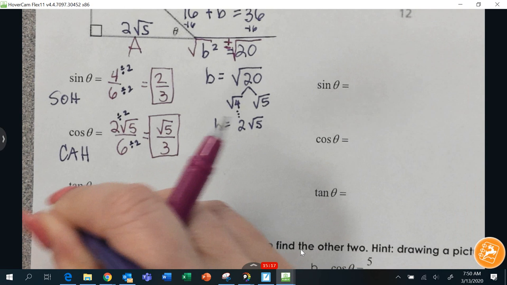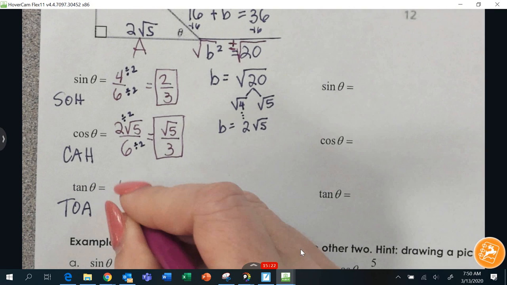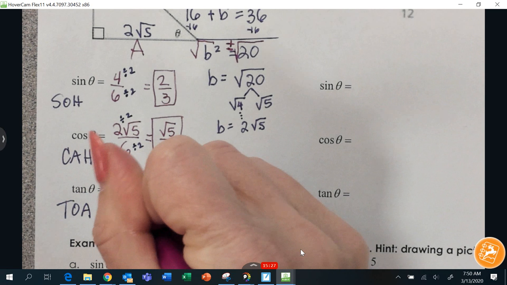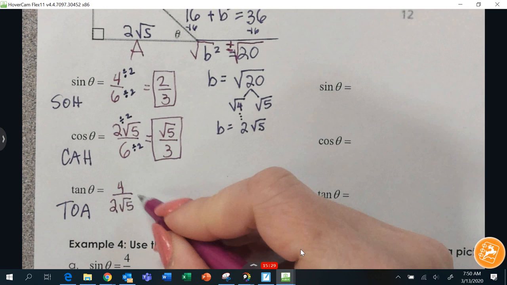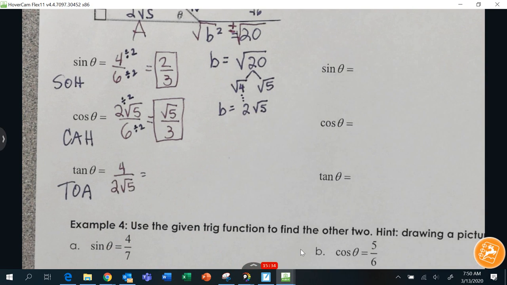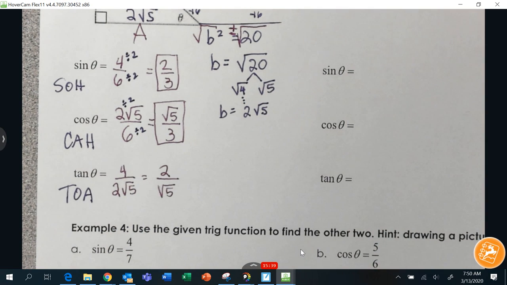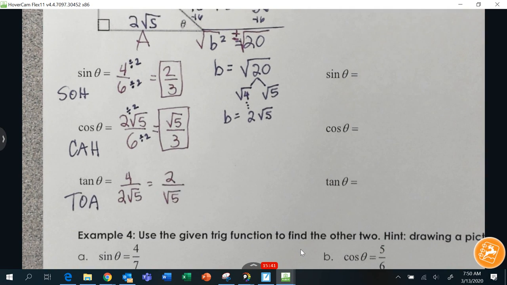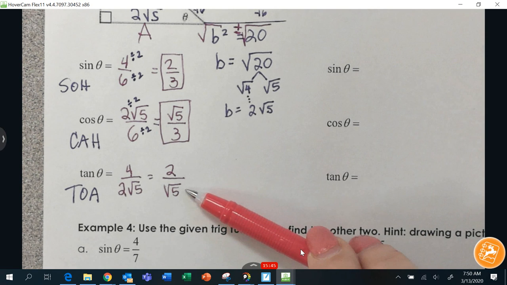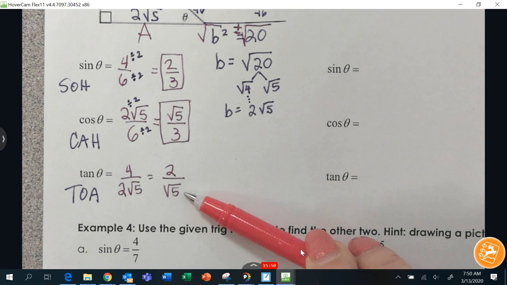And then my tangent is TOA, which is 4 over adjacent, which is 2 square root 5. Reduce the 4 and the 2 because they're both not under the square root. I get 2 over square root 5. And then at this point, you say, hold on, we are not allowed to leave a square root in the denominator. It is not simplified if I leave a square root in the denominator.